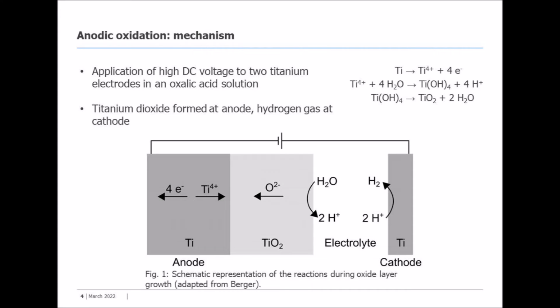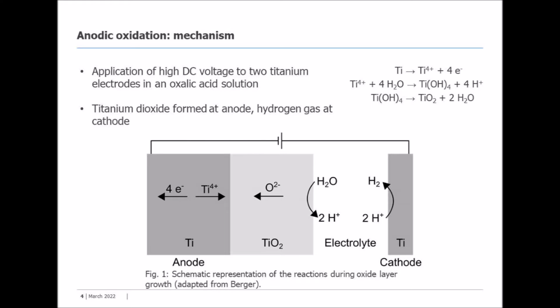The application of a high DC voltage to two titanium electrodes in an aqueous solution of oxalic acid leads to the formation of titanium dioxide on the anode and hydrogen gas on the cathode. The reactions at the anode are a bit more complicated in detail and shown on the right side. After the initial formation of a thin oxide layer, there is no direct contact between the metal surface and the electrolyte. Despite the fact that titanium dioxide is an electric insulator, further growth of the oxide layer takes place.